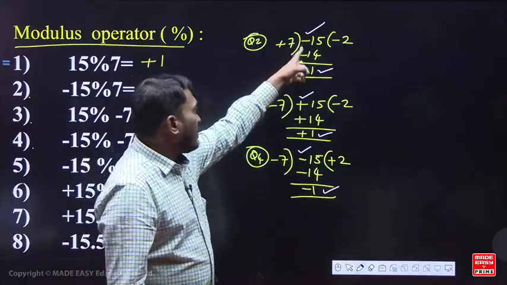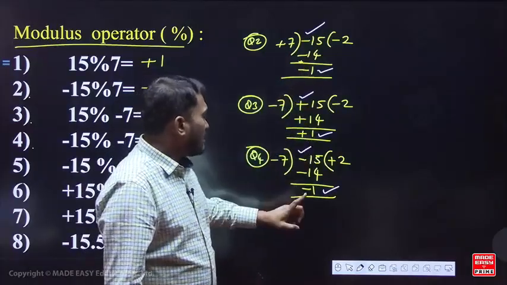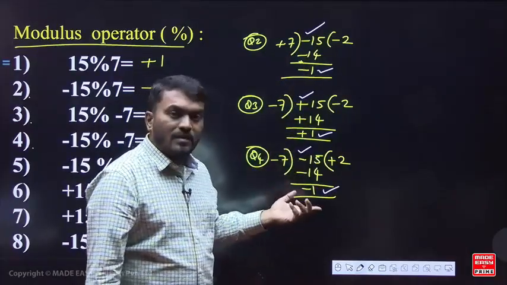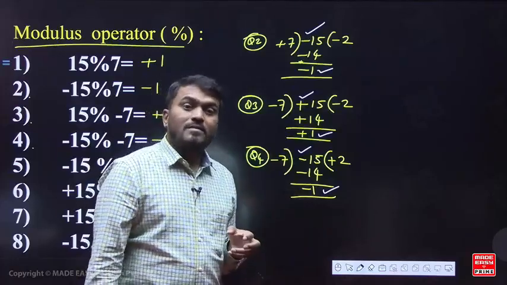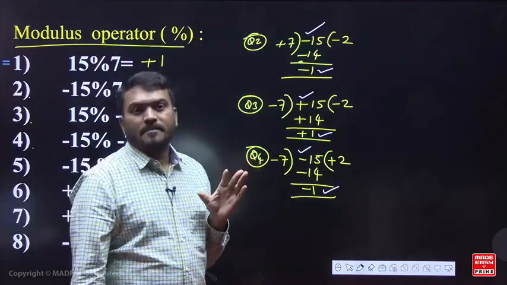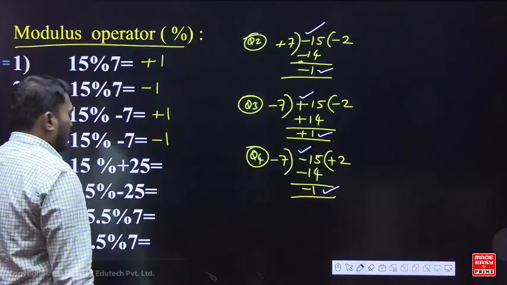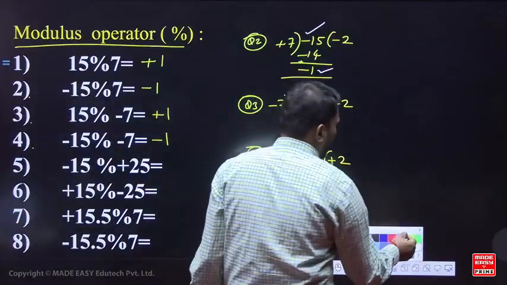Okay, so -15: minus here, minus here, plus here, plus here. Here it is minus and the output is also minus. Modulus always gives what? Numerator sign. Okay, next, let's move on to the next examples.